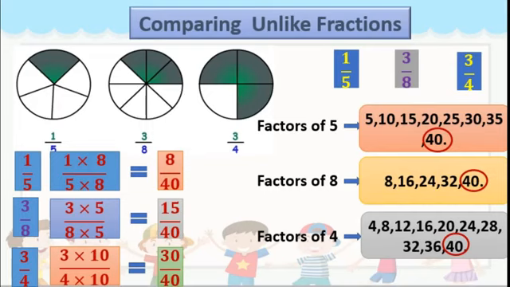Okay. Now on the basis of these, we can give the greater than and smaller than marks here. You can see 8 upon 40, 15 upon 40, 30 upon 40. Now students, you know, the greater the numerator, the greater the fraction, isn't it? So 1 upon 5 is less than 3 upon 8, and 3 upon 8 is less than 3 upon 4. Got this? Like this you have to compare by converting to equivalent fractions.